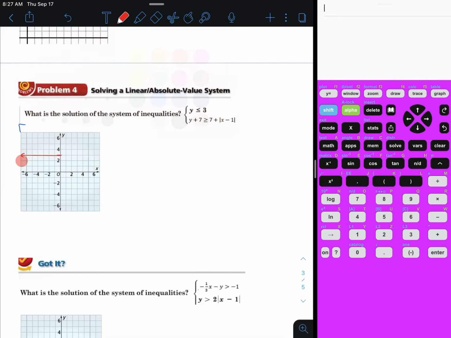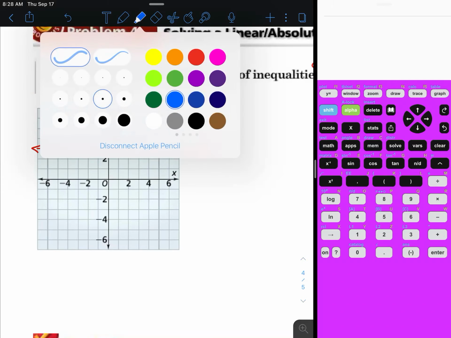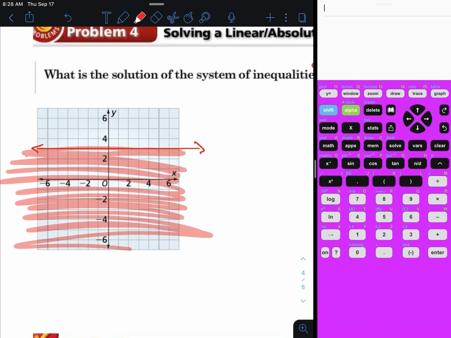All right, so the first equation that I see in red is a special case, y is less than or equal to 3, which is a horizontal line at 3. So I'm going to go to my graph and draw a horizontal line at the y-axis that goes through 3. Because it said less than or equal to, I'm going to grab my red highlighter and shade below. Anything smaller than this line is a solution to the first equation.